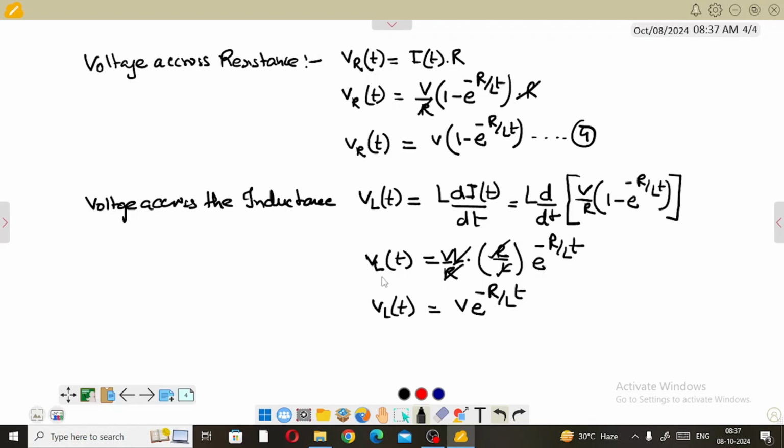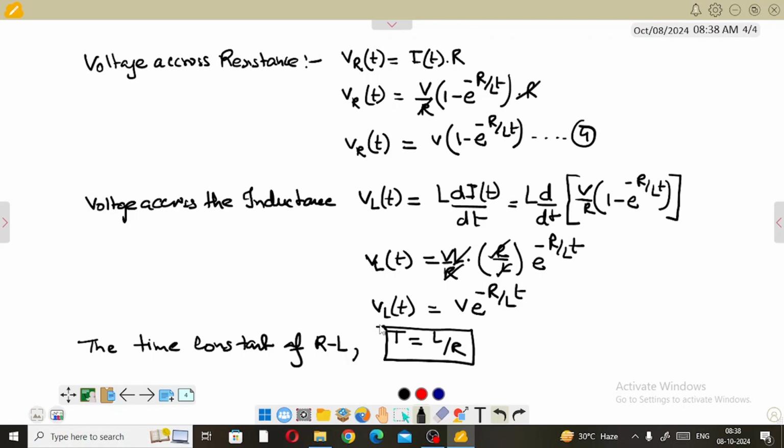From this equation, we will come here and we'll say, okay, the time constant of the circuit, always remember the time constant of RL circuit, the time constant of this RL circuit, which is given by T equal to L by R. This is a very important question. All the time people ask you this question.